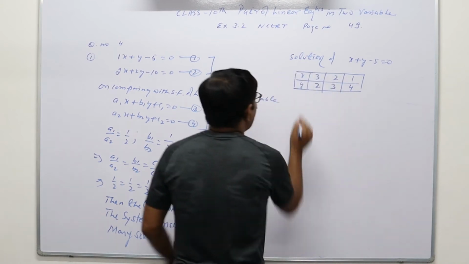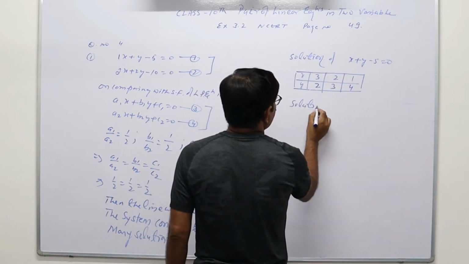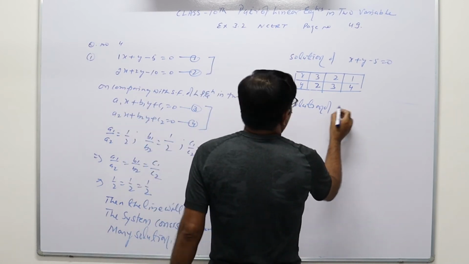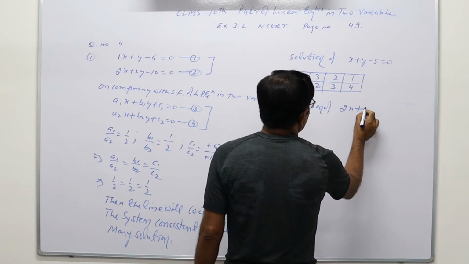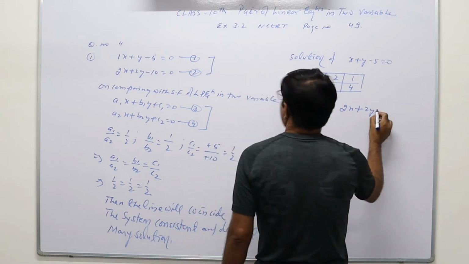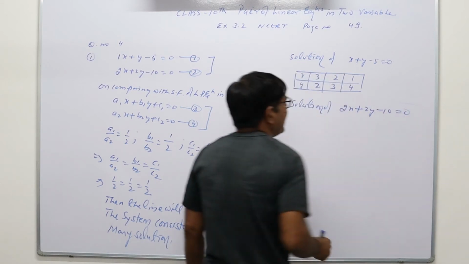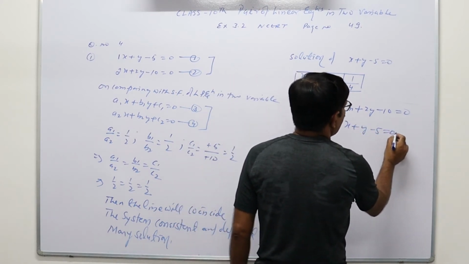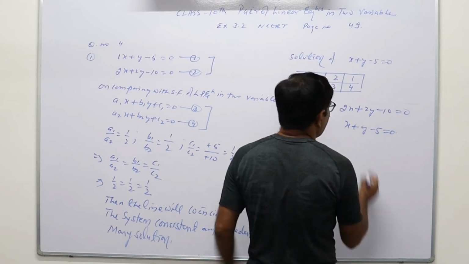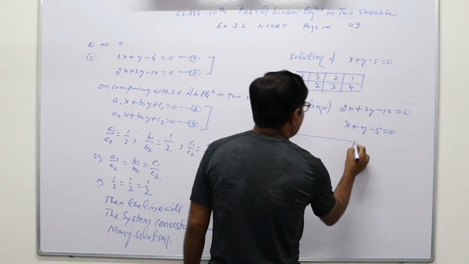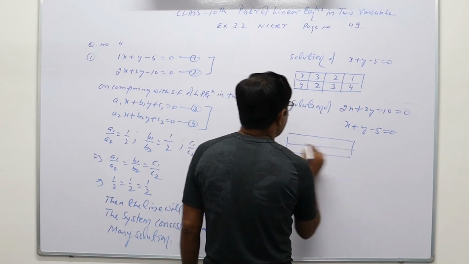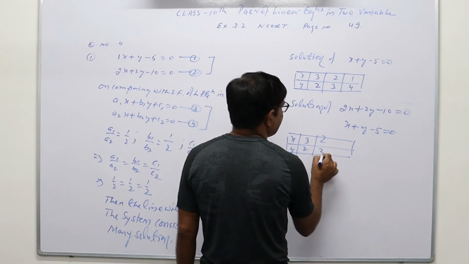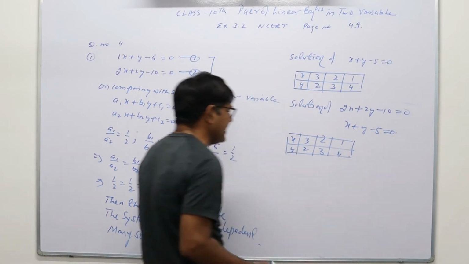Similarly, we will find the solution of the second equation. The second equation is 2x plus 2y minus 10 is equal to 0. On dividing by 2 throughout, we get x plus y minus 5 is equal to 0. So this is the same equation. So we can take the same points again: x, y, (3, 2) is the first set, (2, 3) the second set and (1, 4) the third set.